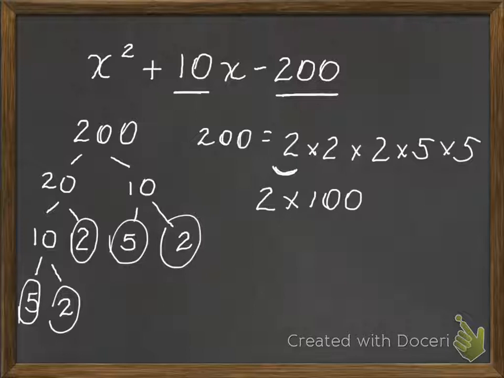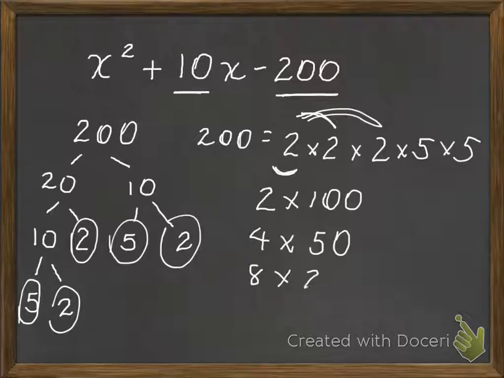And then 4 times all of the rest of them. 4 times 25 times 2 is 50. Then 8 times all of the rest of them. 8 times 25. Then 5. 5 times all of the rest. 5 times 40. And finally 10 times 20.